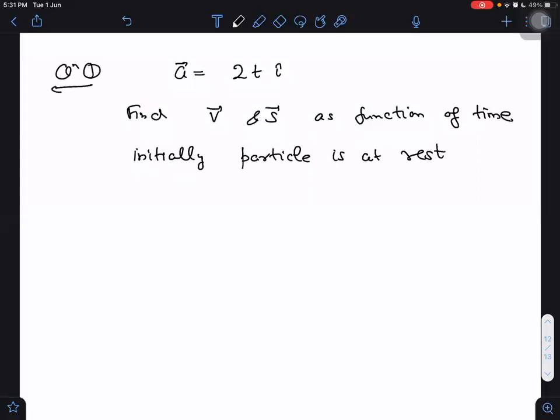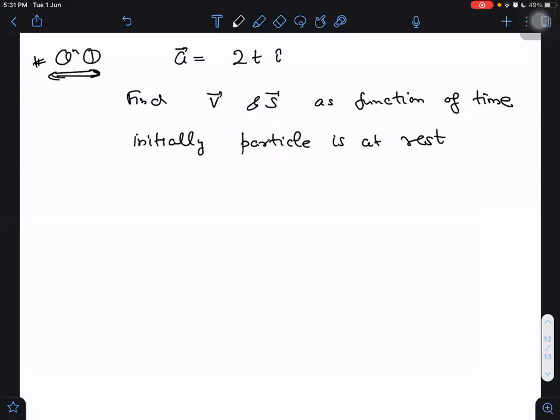I will keep on taking more and more questions of kinematics to make you understand that. Tell me, what is the velocity and how to get that? What is the relation between acceleration and velocity? dv by dt is equal to 2t i cap. Then dv equals 2t into dt, integration.